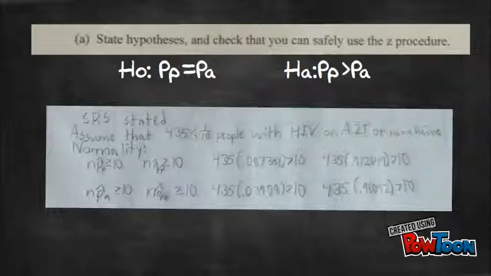Next, we move on to our assumptions. An SRS is stated in the problem, and we assume that less than 1/10 of all people with HIV are being tested. And lastly, since this is a proportion, we must show that n times p and n times (1 minus p) are greater than 10, which in all four cases it is.